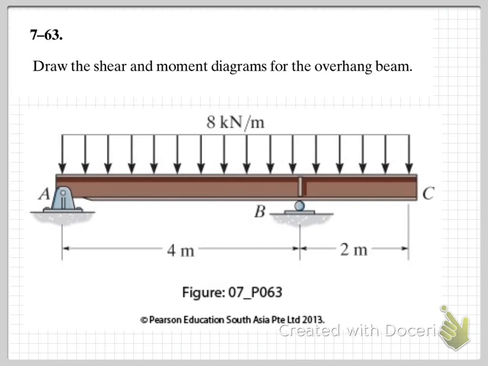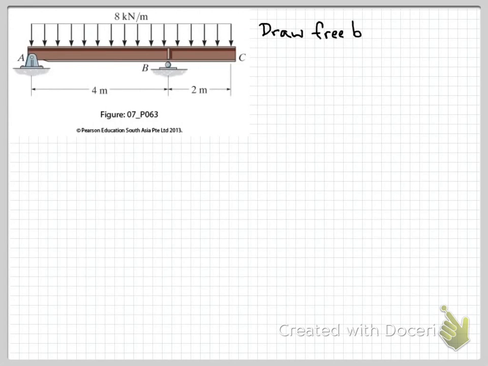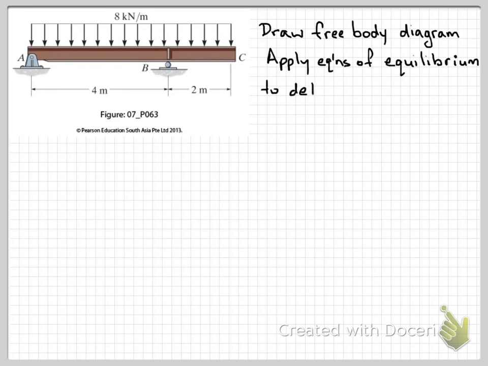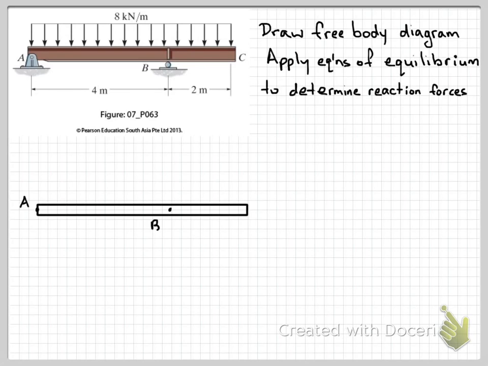So the first step in the solution is to draw the free body diagram of the beam and then apply our equations of equilibrium to determine the reaction forces at each of the supports. So we draw the beam free of its supports and label the important points. Next we will add the load. So we have a uniformly distributed load all the way across the beam with a magnitude of 8 kilonewtons per metre. So now we can start to add in our unknown reactions.